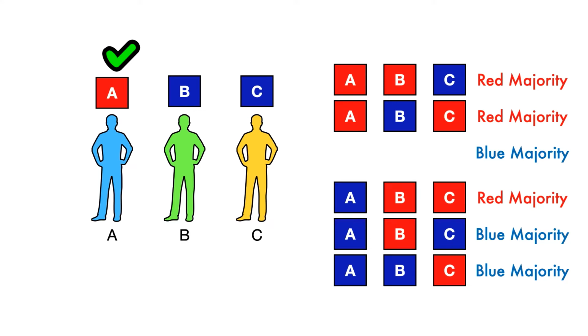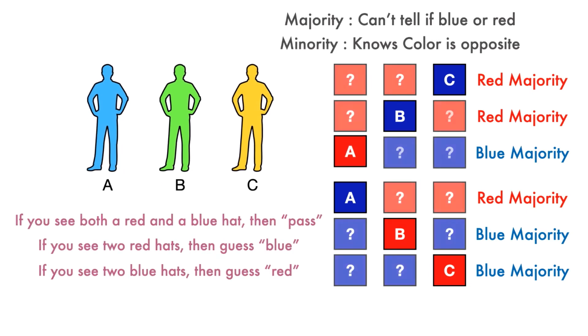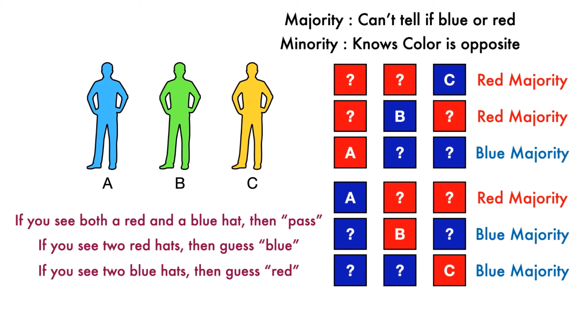So now the idea is to get the player with the minority hat color to guess and force the other people to pass. So here is the strategy. If you see both a red and a blue hat, then pass. If you see two red hats, then guess blue. If you see two blue hats, then guess red. This strategy wins in all 6 cases with at least one hat of each color. It only loses in the 2 cases of all red or all blue, in which all players guess incorrectly.